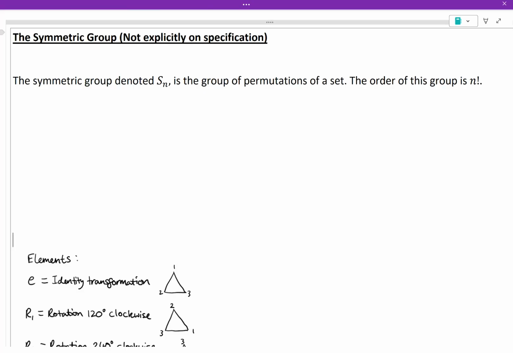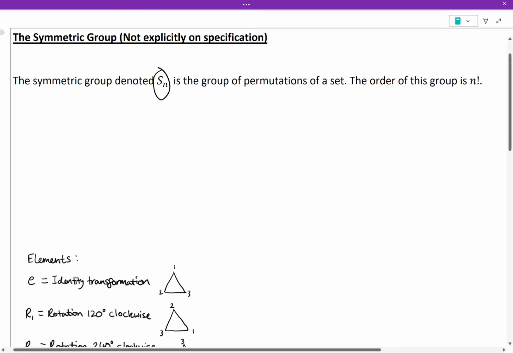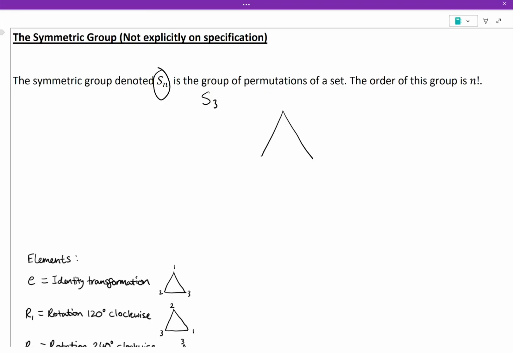Okay, so it's denoted with the notation Sn. It's the group of permutations of a set, and the order of this group is n factorial. So what we mean by this is if we considered S3, and let's say we drew out an equilateral triangle to visualize, you could write 1, 2, 3. Now, the symmetric group is essentially every single way you could arrange the 1, the 2, and the 3.